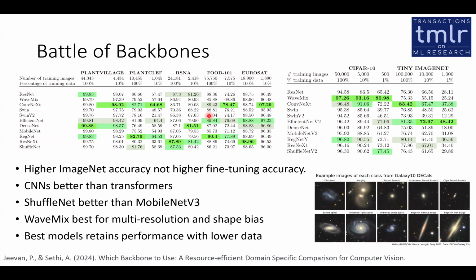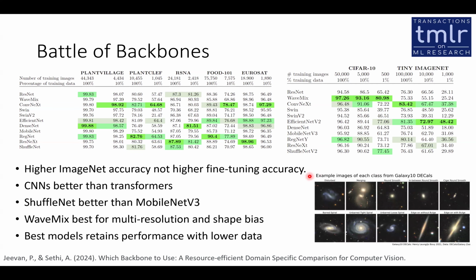Another thing that we observed: if we want to design architecture for edge devices, mostly we need a very parameter-efficient model, less than 10 million parameters. People mostly prefer MobileNet v3. But what we found was ShuffleNet v2 was actually performing much better than MobileNet v3 across different domains.